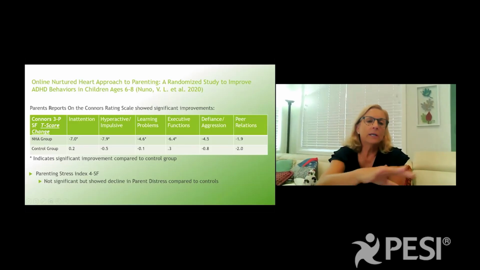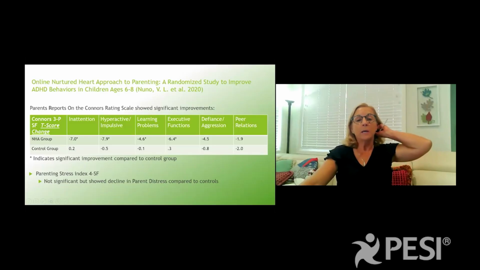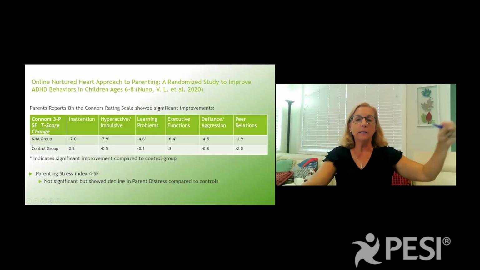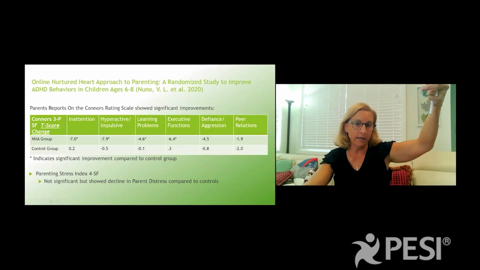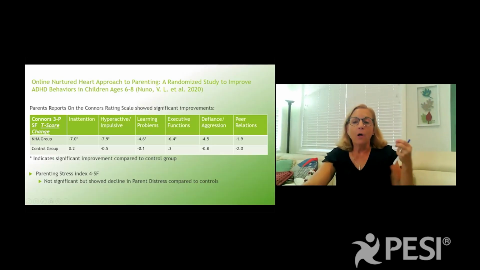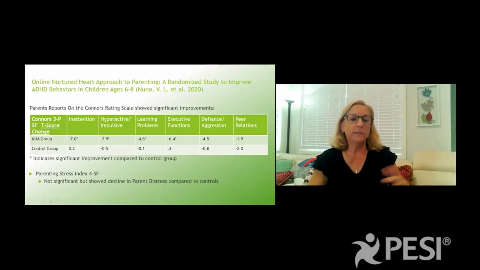And then this is a chart that sort of breaks down some of the numbers of what they were measuring and what it looked like. So the Nurtured Heart group, control group, inattention, hyperactivity, learning problems, executive functions, defiance, aggression, and peer relationships. The ones with an asterisk were clinically significant, meaning there was a big enough change that it's pretty likely not by chance that that change happened. All the numbers showed improvement, but these last two were not big enough change to call it clinically significant. Could have been by chance.